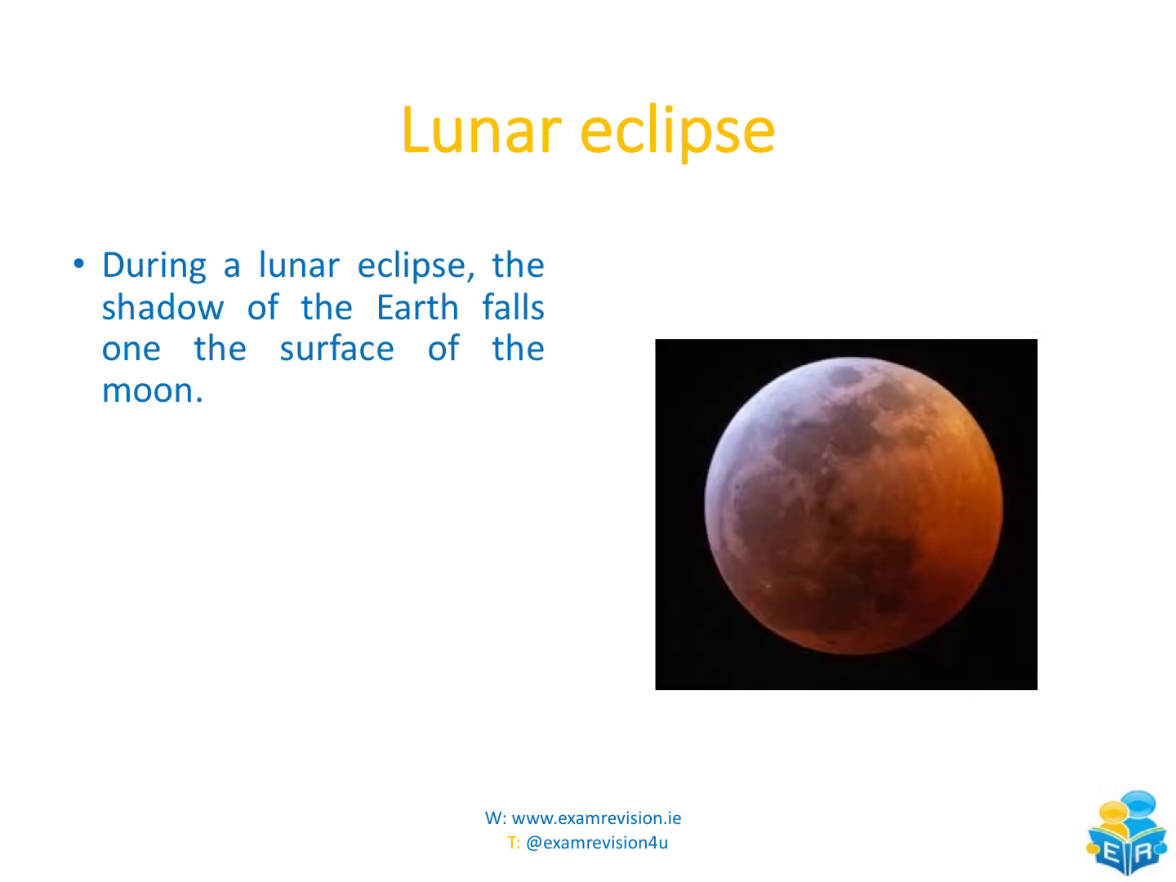The lunar eclipse, on the other hand, is where the shadow of the earth is going to fall on the surface of the moon. So we have our sun over here, we have our earth over here, and we have our moon over here.